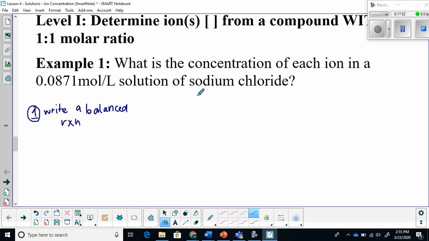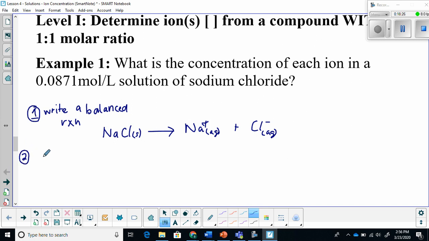We have sodium chloride that is dissociating. Usually when we're doing ion concentration, it's a dissociation reaction. So sodium chloride looks like this, and then it dissociates into sodium ions, which is aqueous. That's a positive charge there. Plus chloride, which we have 1 of, and it is also aqueous. Then step 2 is to list your known and your unknowns.